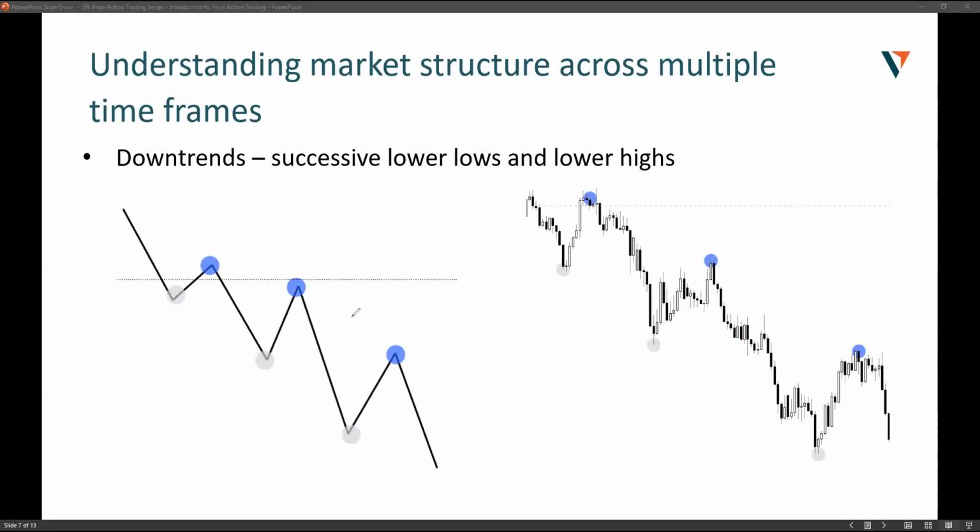You can see lower lows, lower highs being formed. And this is again another example that we have on the left, right? And if we load a chart, this is how it looks like in a downtrend, successive lower lows and lower highs being formed. And I've also marked out the highs and lows denoted by the blue and gray dots. What is important to note with this is that we can see in a downtrend, the highs themselves are not violated, whereas the lows are constantly broken.